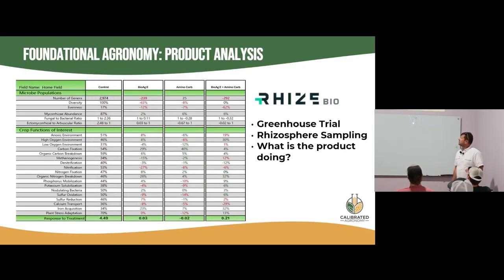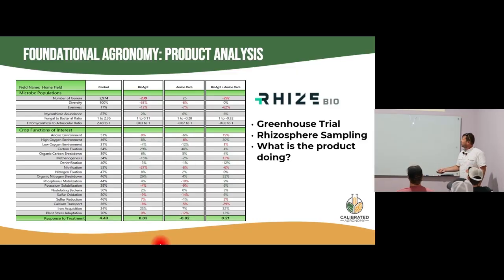They give you lots of different metrics, from nutrient cycling pathways, disease levels, your mycorrhizal content. There's lots of parameters they look at, but they try to score this out. And Rise has kind of put a yield to this.